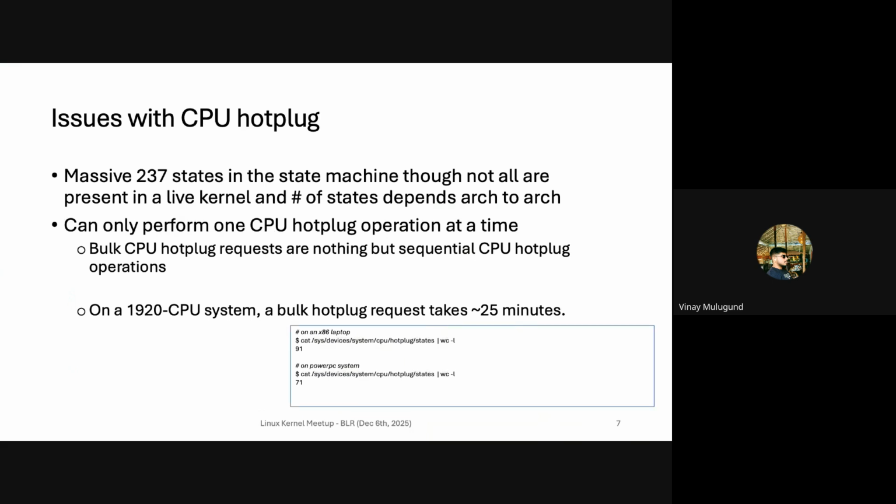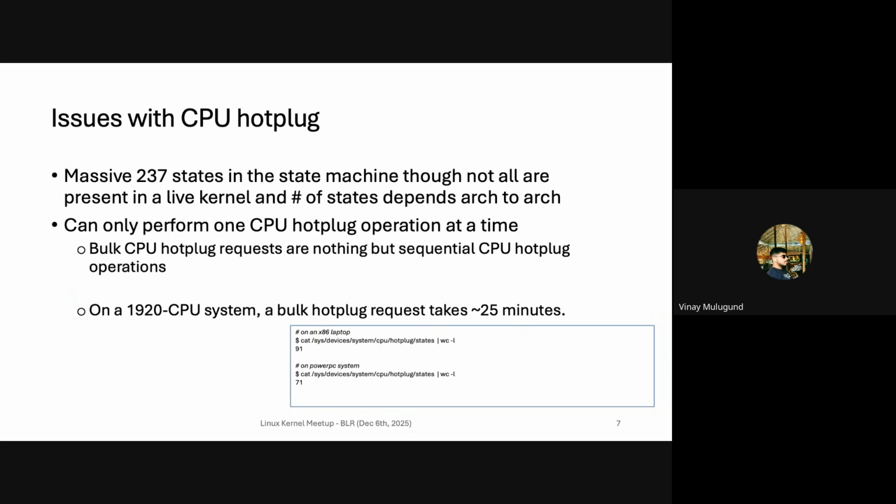One before. Okay, so let's talk about what I would call the issues with CPU hot plug. As new subsystems were created, those subsystems registered. Currently we have around 237 states in the state machine, although not all of them are active in a live kernel. The number of states that are active depends on the architecture. For example, on my x86 laptop there are 91 states, and on a PowerPC system there are 71. Some of these state callbacks are architecture specific. A driver might also want to be notified that the CPU is coming online or going offline, so it might register too. Depending upon whether that driver is present in the system, that state will be active or inactive.